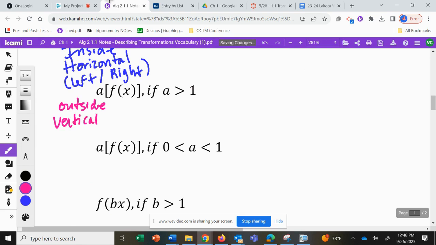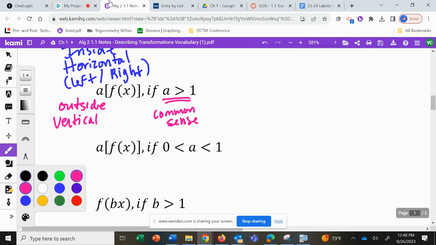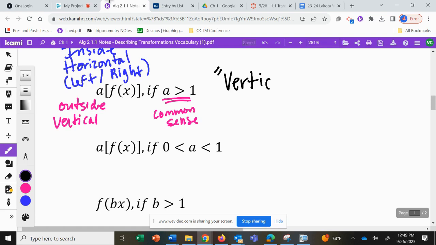Okay. And then we also have if A is greater than 1 for part of this. And remember, for vertical, this stuff is common sense. It's exactly what you would think. So how I word this one is we're going to say, first of all, it's vertical. That is a word that people normally spell wrong. If they're going to misspell a word, it's normally vertical.